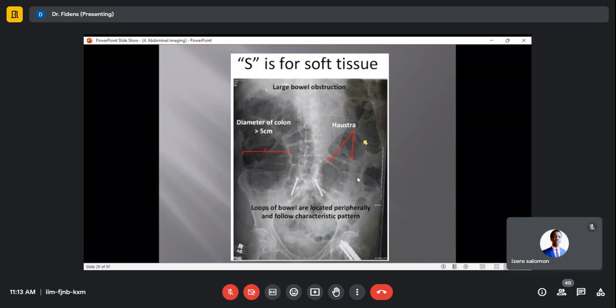My question is, can you differentiate these two images? Can you recognize small or large bowel on plain radiograph? Hello?